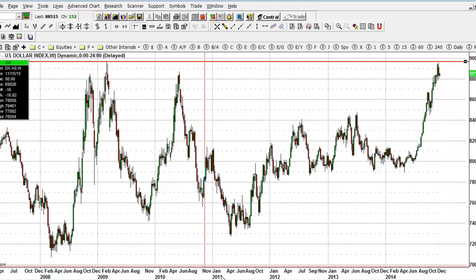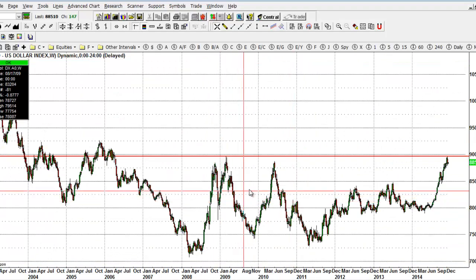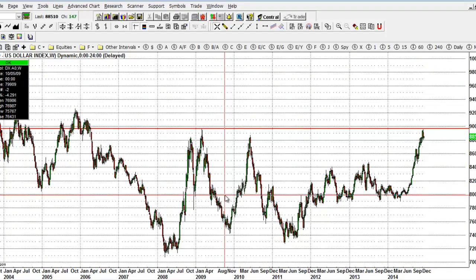So for the bulls for the US dollar to continue moving upwards, we need to see the market close on a weekly basis above this resistance line here. The market needs to close above this resistance line. Okay, so that's what's happening in the US dollar index.